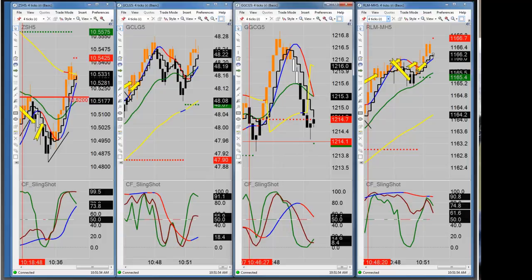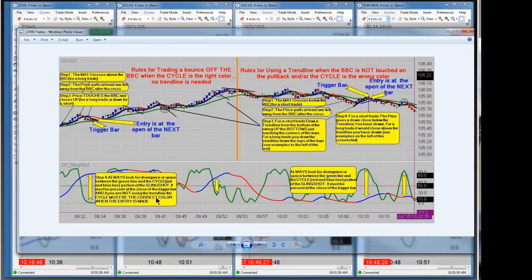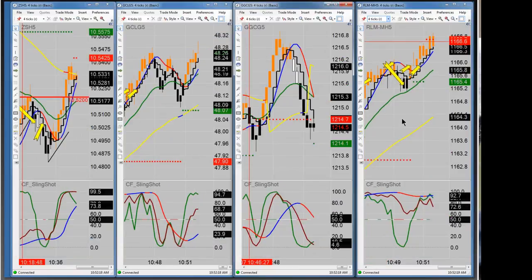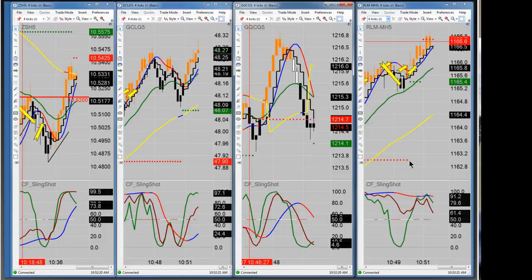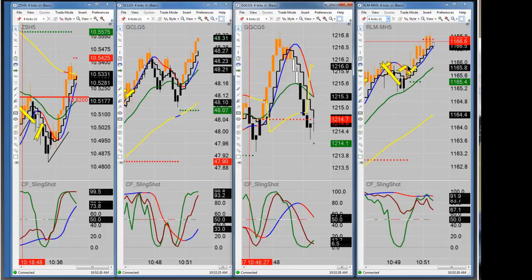Okay, let me bring this picture back up. I know I only had it up there for a second, but down here it says the cycle must be the correct color when the entry is made for the trade that bounces off the BBC. Right? When you have the divergence, the cycle's got to be the right color. It's got to be blue for a long or red for a short. Okay. The other one, the cycle doesn't have to be the right color. Where I use the trend line and I look for the close above the trend line, the cycle doesn't have to be the right color on that one. Like this trade right here that I just took, the cycle wasn't the right color. Okay, this one stopped me out pretty much to the tick.